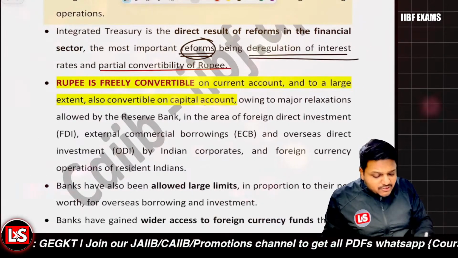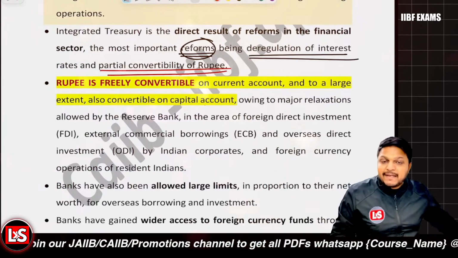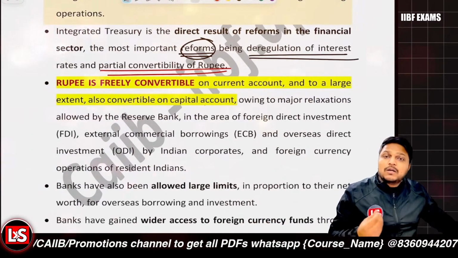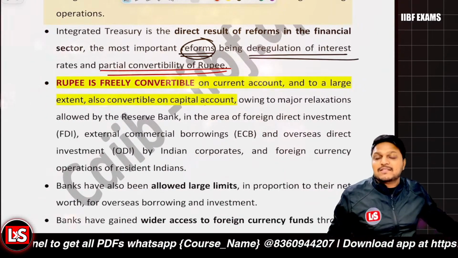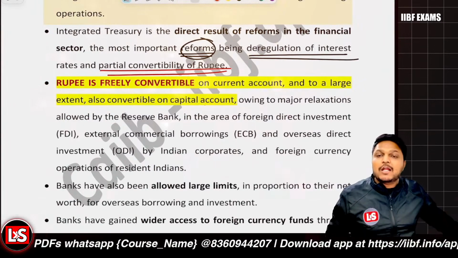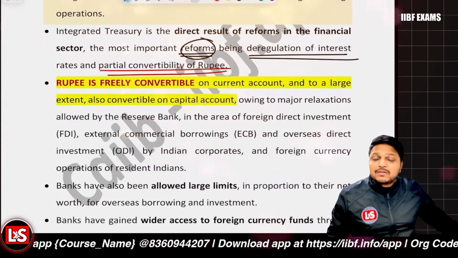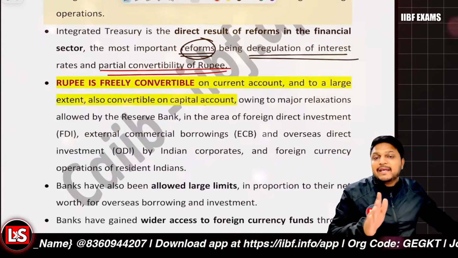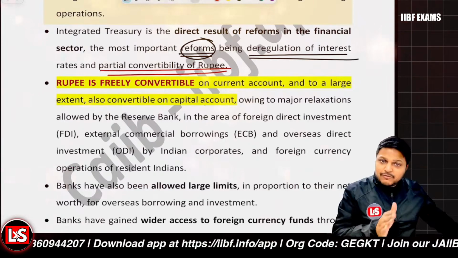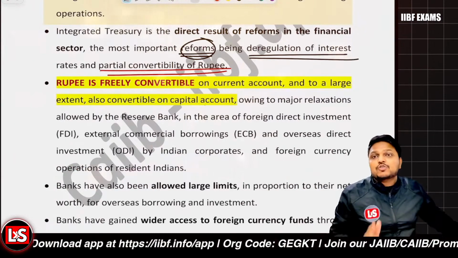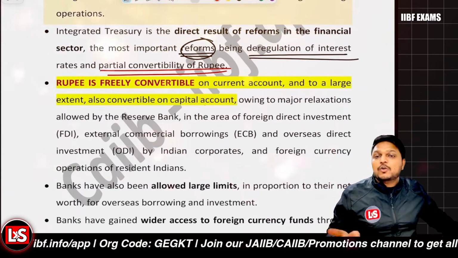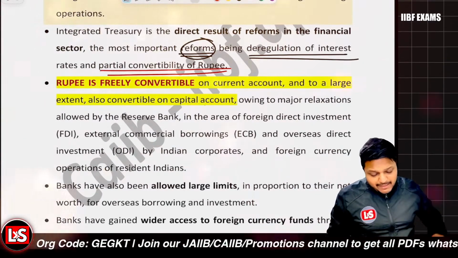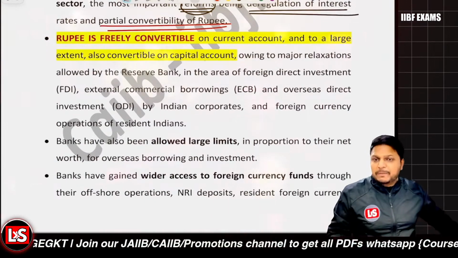And also the partial convertibility of the rupee. It is now allowed to a greater extent to invest in foreign exchange transactions, and cross-border transactions are allowed in multiple folds now. These reforms increased the interaction between the domestic market and the international financial market. So there was a requirement for the integration of the operations to be done, right? Now let's learn about the convertibility of the rupee.